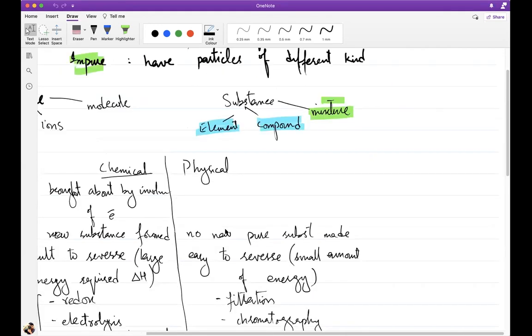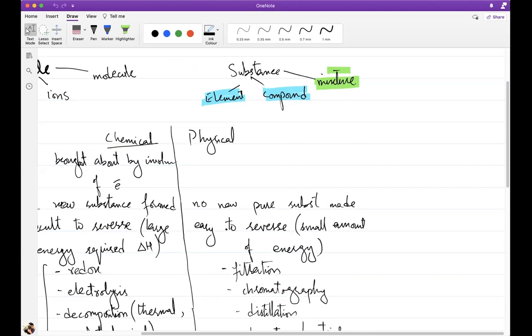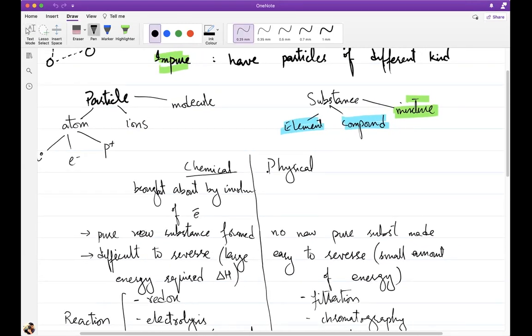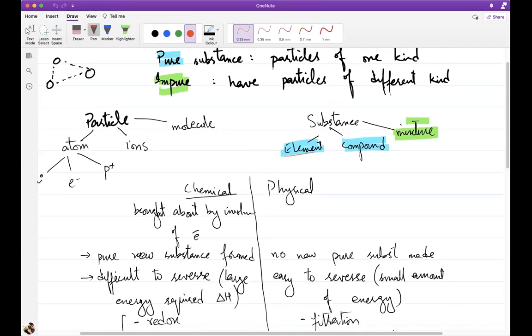So element and compound are pure, as I said. So why exactly are there two pure substances? The reason is that elements are all made of only one kind of atom, and compounds are all made of only one kind of ions or molecules. True, there are some elements that are made of ions. So then that means that for elements, we can have one kind of atoms or one kind of molecules. And for compounds, we will have one kind of ions or one kind of molecules.